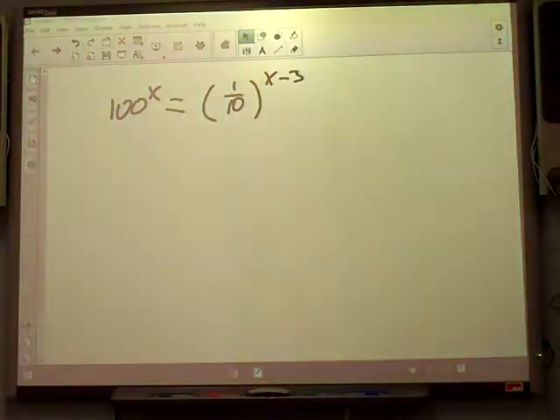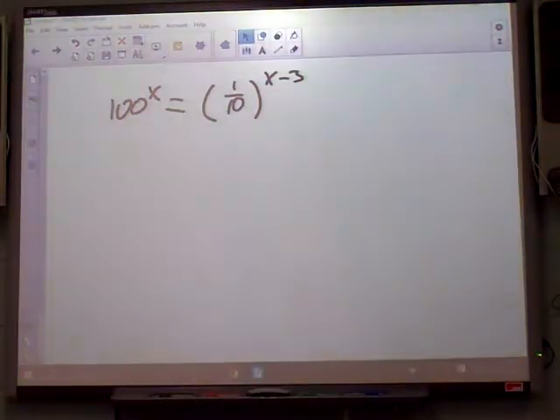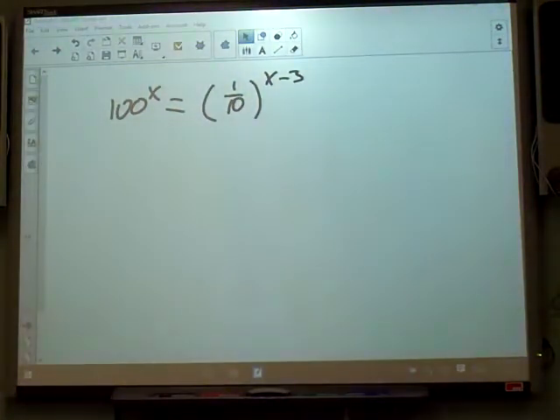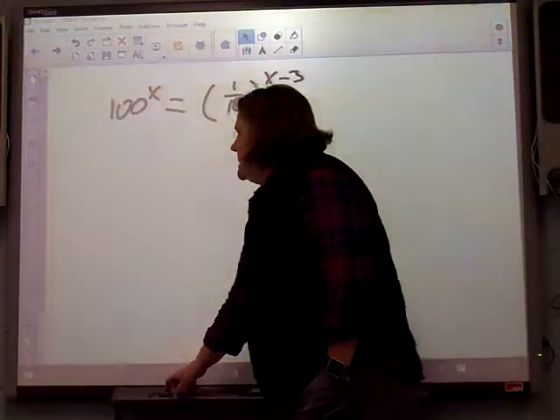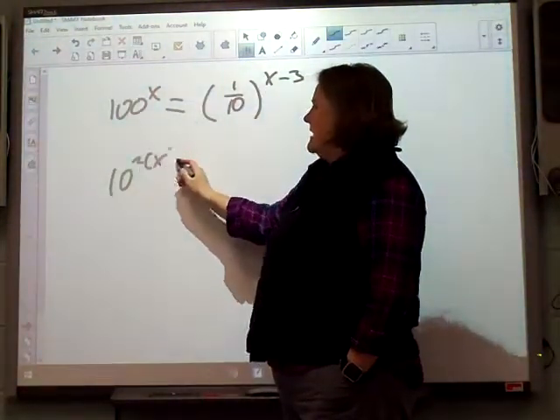If I'm looking at something like this that has numbers like 100 and 1/10 that look like they might have a number in common, what you're going to do is rewrite them with the same base, because what you're trying to find, the exponent, is your variable. So 100 and 1/10. What do you think you could rewrite those with as the same base? 10. Very good. So 100 is the same as 10 squared, and then there was already an x up there.